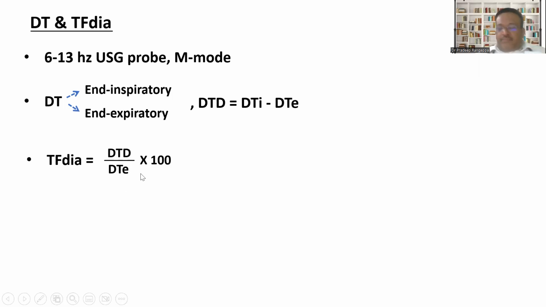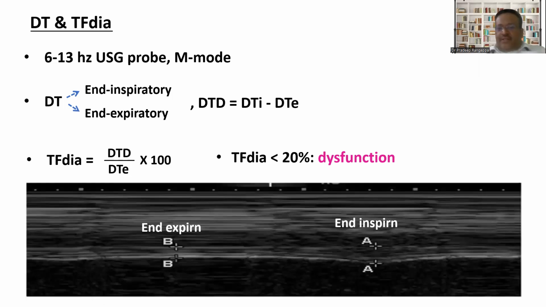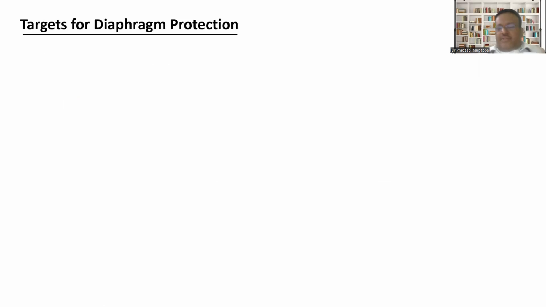It's very easy. You can please look into that video of diaphragmatic assessment, and the thickening fraction of diameter less than 20% will clearly indicate there is a dysfunction that has set in. So this is how you do the assessment. That is in brief about how sonologically also you can estimate your diaphragmatic dysfunction.